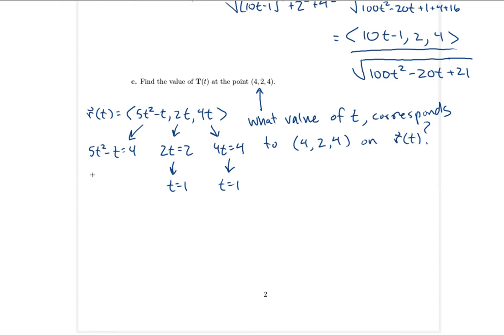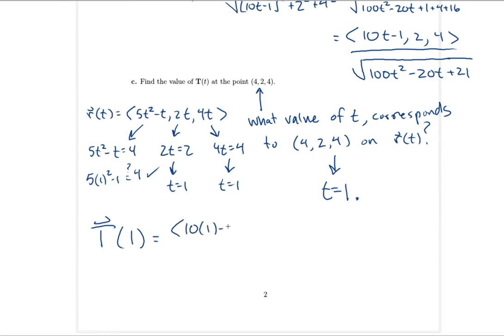But is it true, right? 5 times 1 squared minus 1, does that equal 4? Yeah, that works, right? So that means that this point goes with t equals 1. So to answer the question, we're going to find the unit tangent vector when t is 1. So we just plug that in.